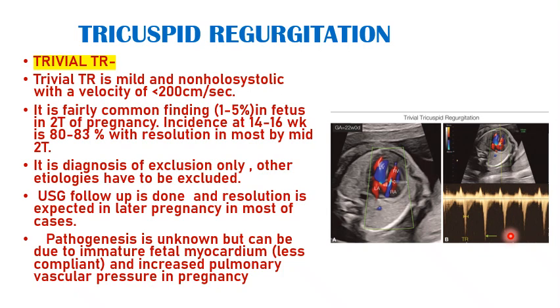It is a diagnosis of exclusion only. Other etiologies have to be excluded. USG follow-up is done and resolution is expected in later pregnancy in most cases. Pathogenesis is unknown but can be due to immature fetal myocardium that is less compliant and increased pulmonary vascular pressure in pregnancy.